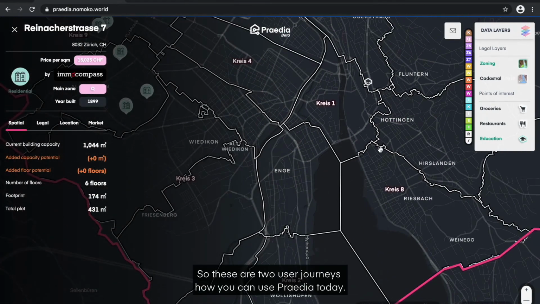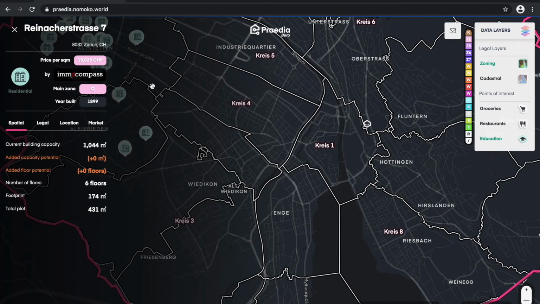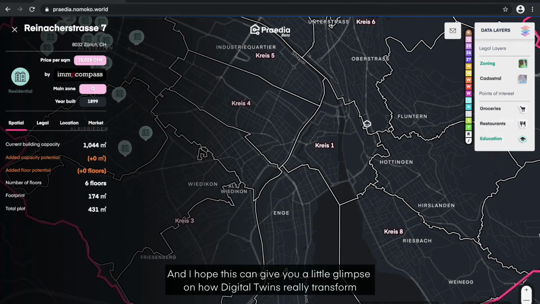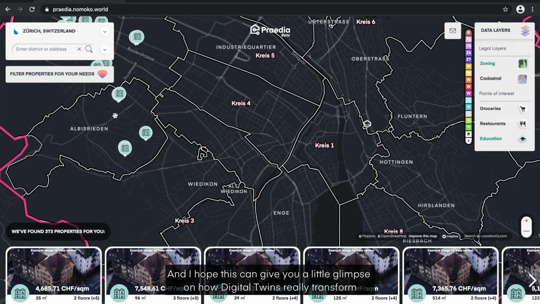So these are 2 user journeys how you can use Predia today, and I hope this can give you a little glimpse on how digital twins really transform the search for new properties for the real estate industry.